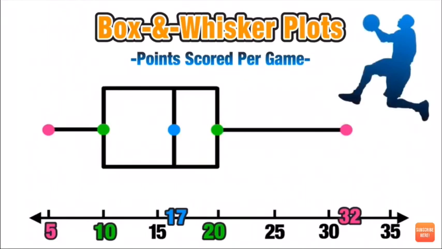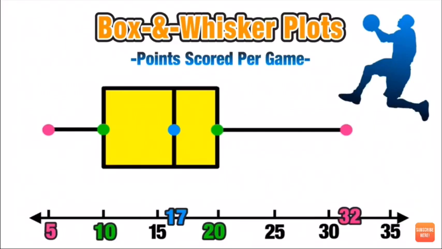Now what you're probably thinking is, how can we use this graph to evaluate Jordan's basketball performance? For example, by looking at the extremes, we could see that it's probably unrealistic to expect Jordan in an average game to score anything near his high of 32 points or his low of 5 points. Now, based on those extremes, you may think that Jordan is an inconsistent player. But if we look at the area inside the box, this is called the interquartile range, we can say that in an average game, Jordan will score between 10 and 20 points.